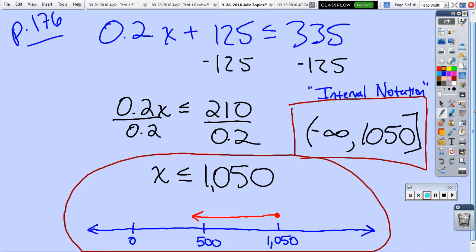Can we make our own number line? Yep, just make one up.